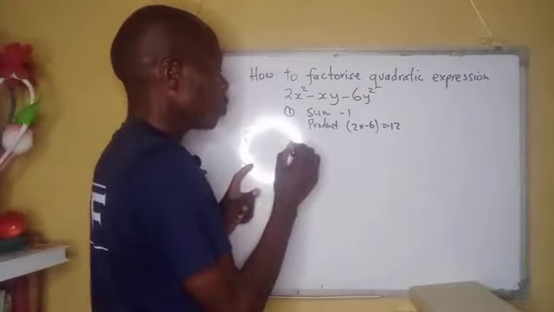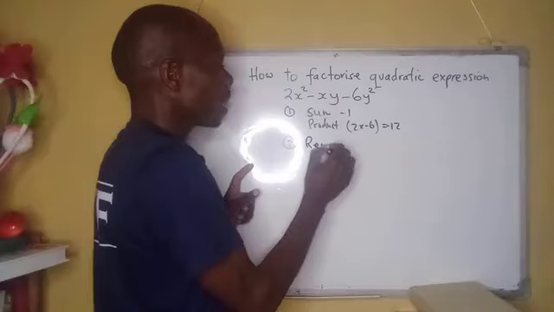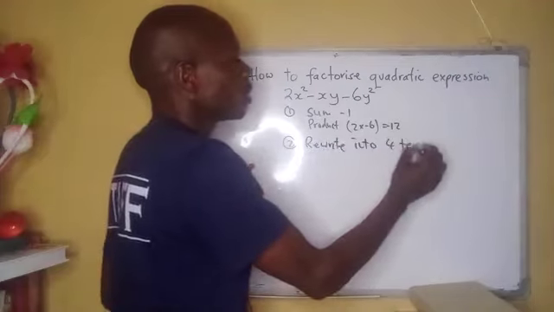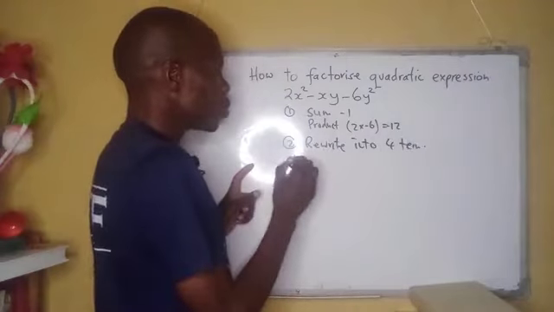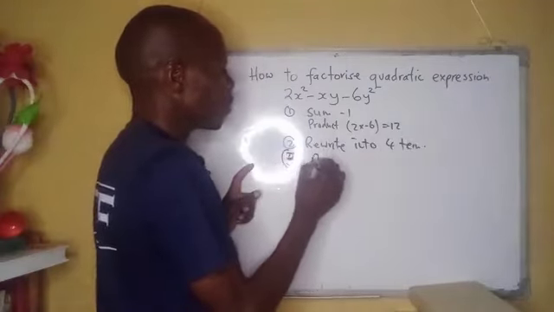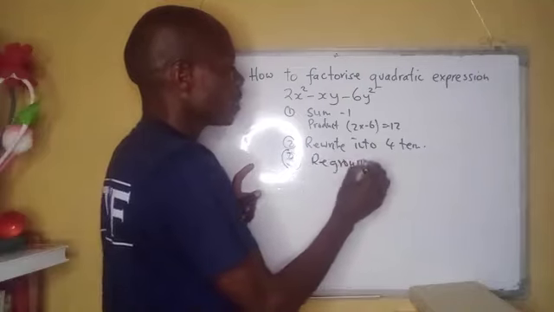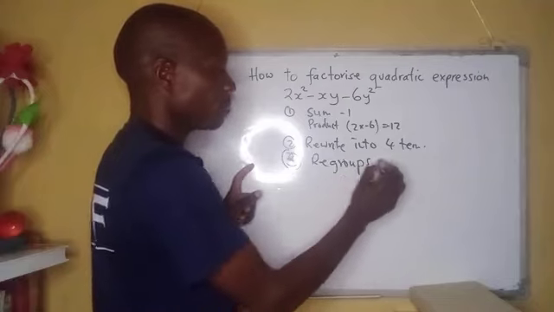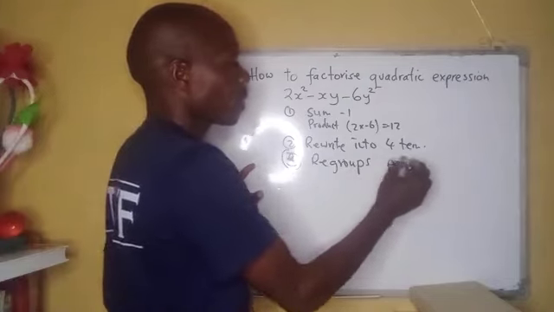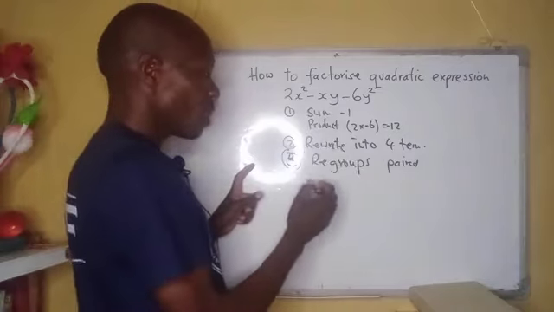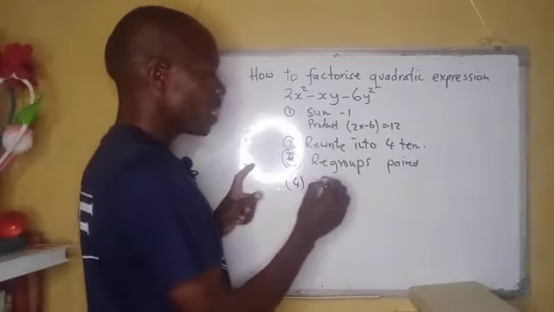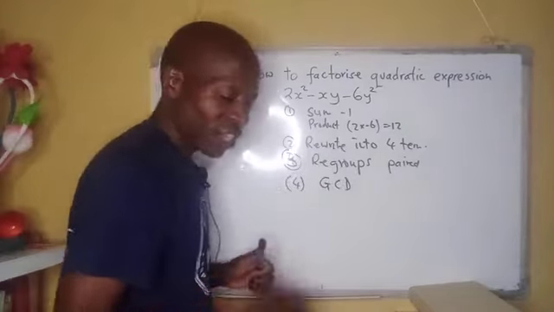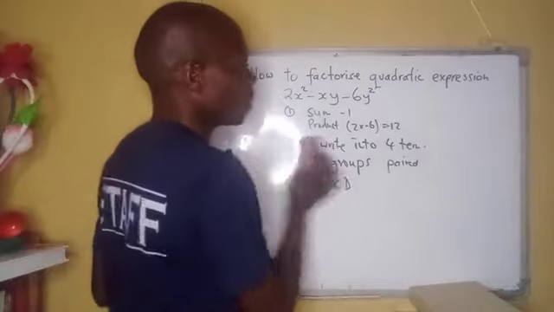Second thing is to rewrite this expression into four terms. This will in turn help you to regroup so that you factorize by grouping after having paired them. After that, you'll be able to factorize easily using a GCD method that I'm going to show you right away. So let's go into the work.